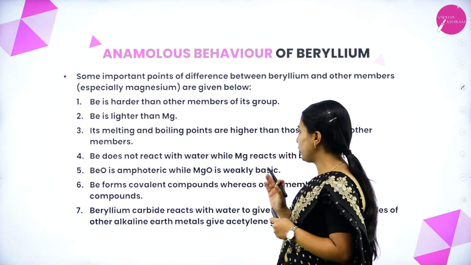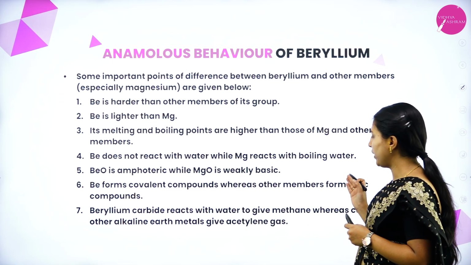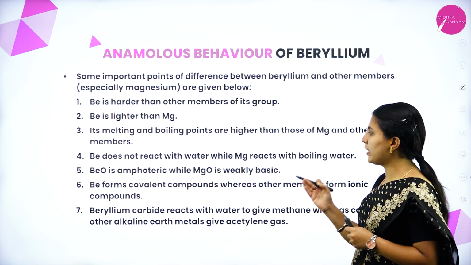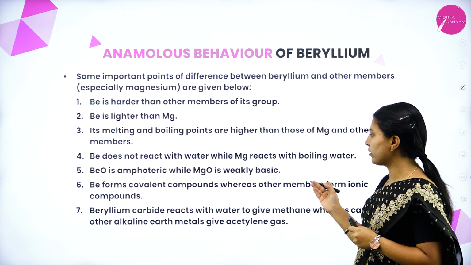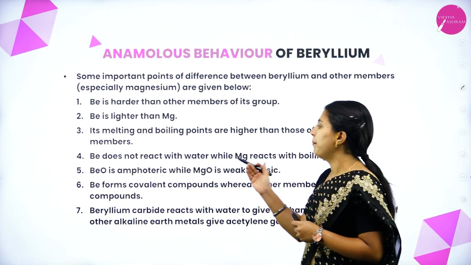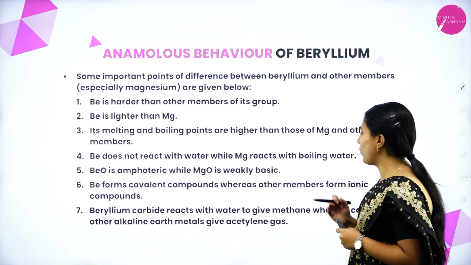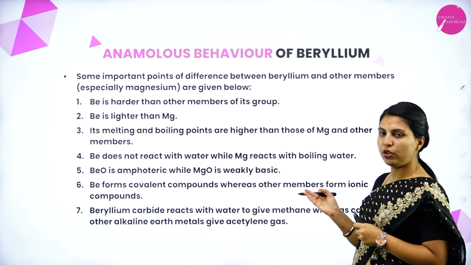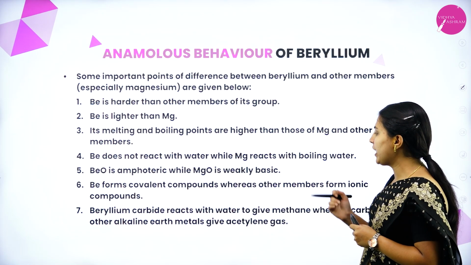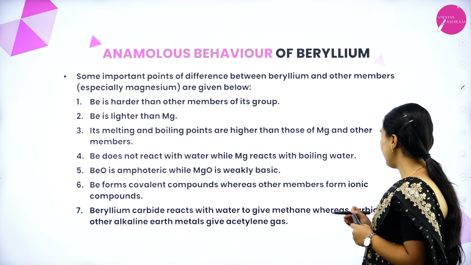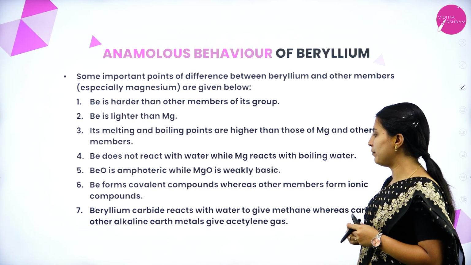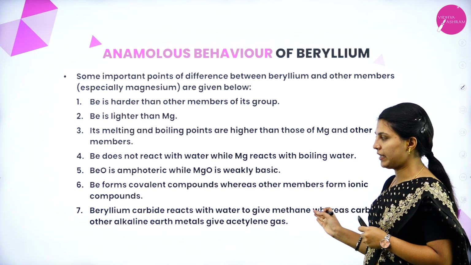Beryllium does not react with water while magnesium reacts with boiling water. Beryllium oxide is amphoteric while magnesium oxide is weakly basic. Beryllium forms covalent compounds whereas other members form ionic compounds. Beryllium carbide reacts with water to give methane whereas carbides of other alkaline earth metals give acetylene gas.